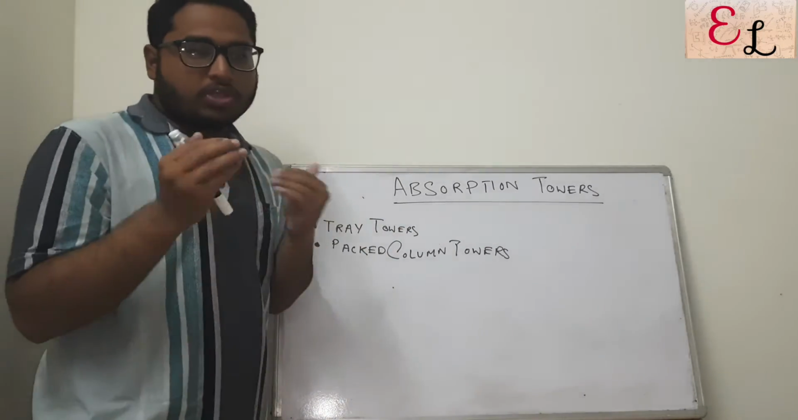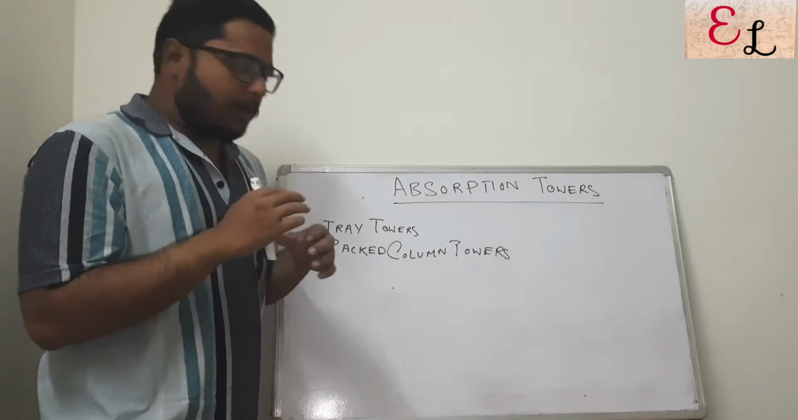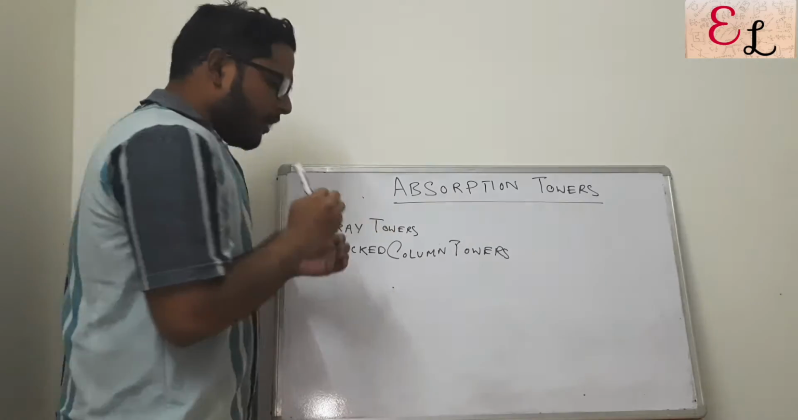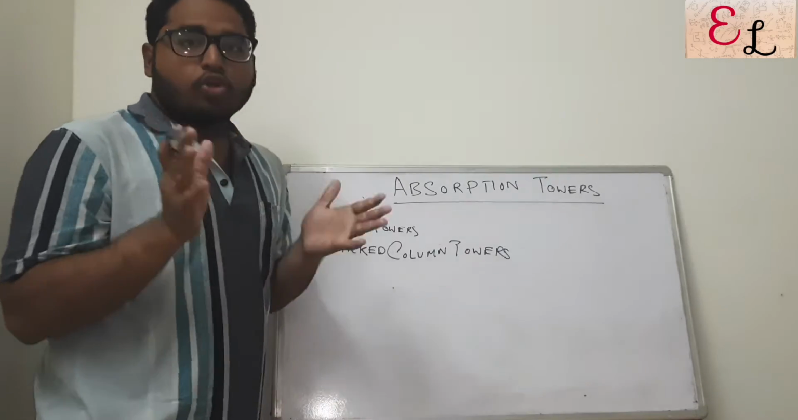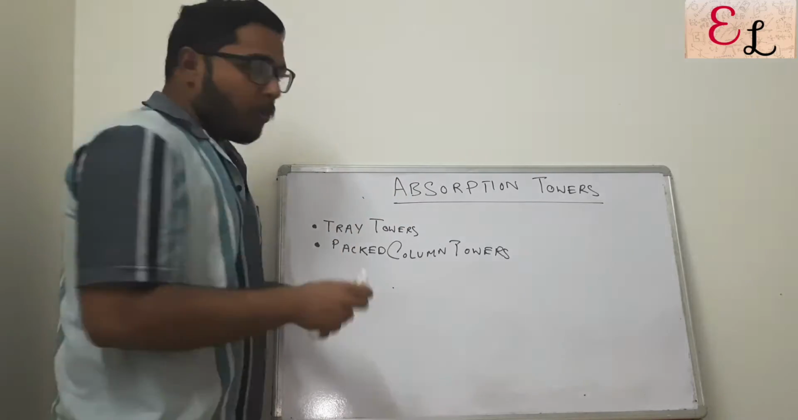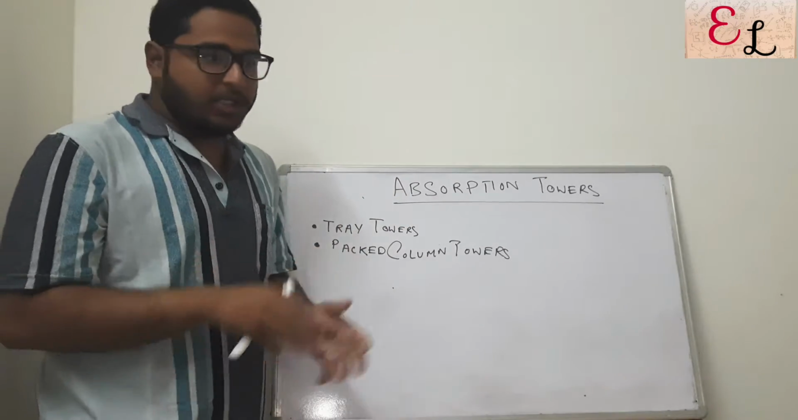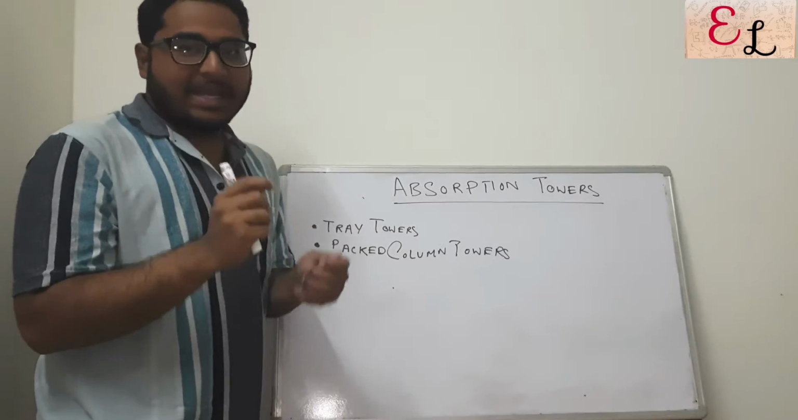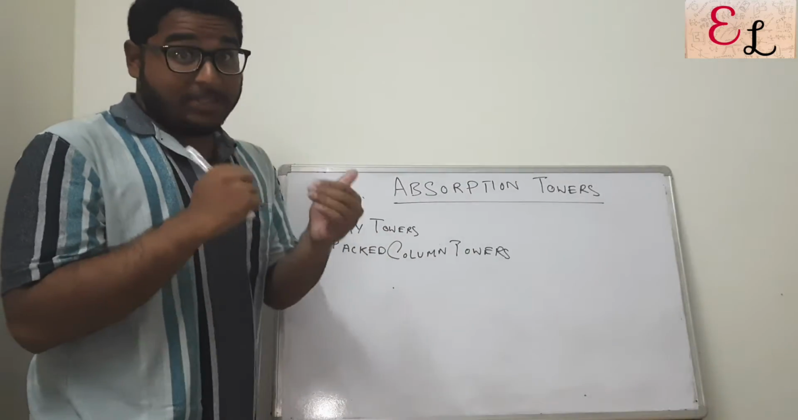And tray towers are mostly used when we need a liquid gas interaction between the two, but not too much of an intricate liquid gas interaction. We are going to talk about demister pads, irrigation headers, the packed column, and finally how the interaction between the gas and the liquid occurs, or the gas to the gas occurs.